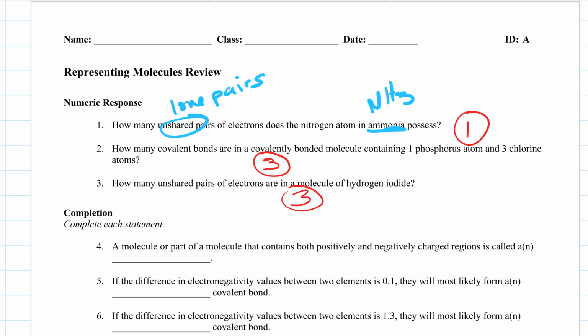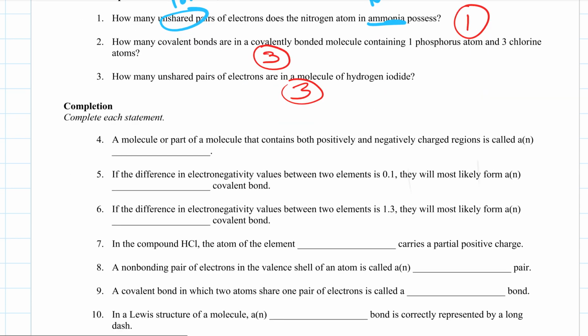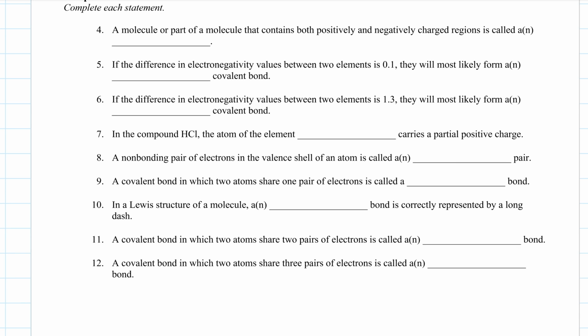Okay, now down to the completion. A molecule or part of a molecule that contains both positively and negatively charged regions is called a, you can put a couple different answers in here. You can have polar molecule. All right, that would be acceptable. Or you could have what we call a dipole. So that's just a molecule or a bond that has that positive and negative region.